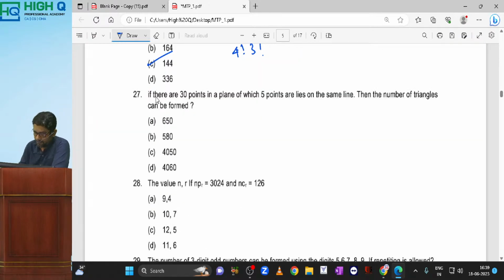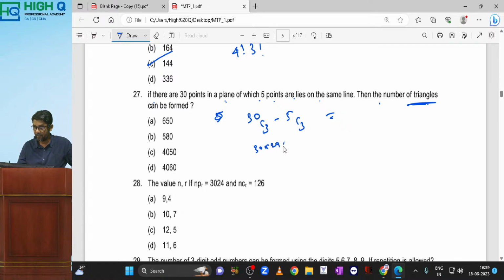Next step. If there are 30 points in a plane, of which 5 points lie on the same line, 30 points, 5 are collinear, then the number of triangles. So what you'll do? 30C3 minus 5C3. This is the answer. Can you please find out 30C3 minus 5C3? 30, 29, 28 divided by 3 into 2 into 1, minus 10. 10 times 14 times, 140 into 29. Option C? Yes, 4050. Very good.